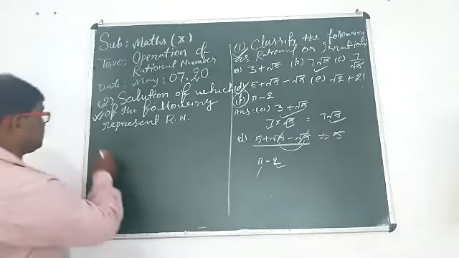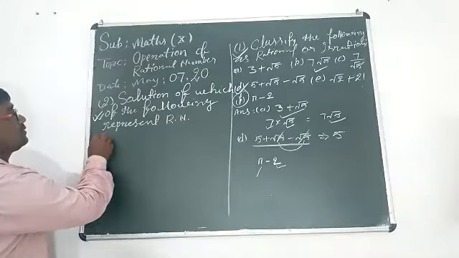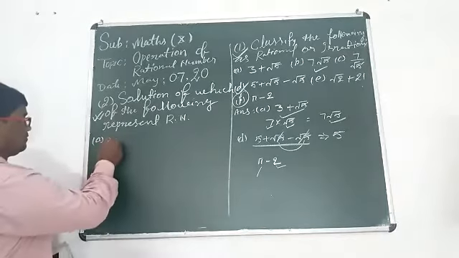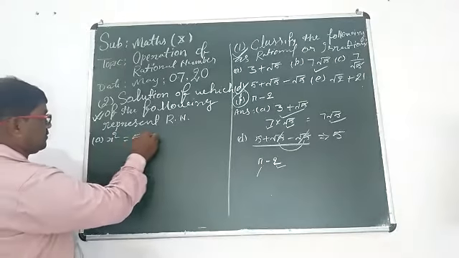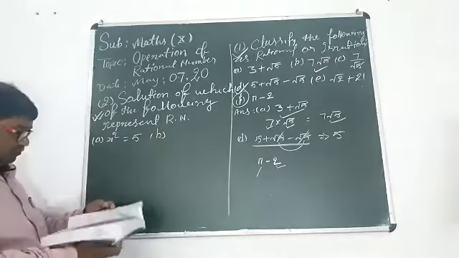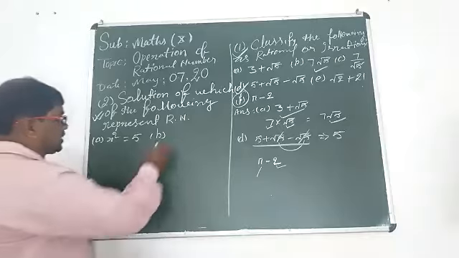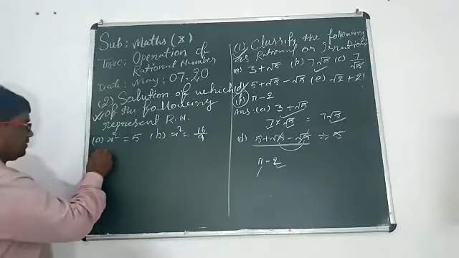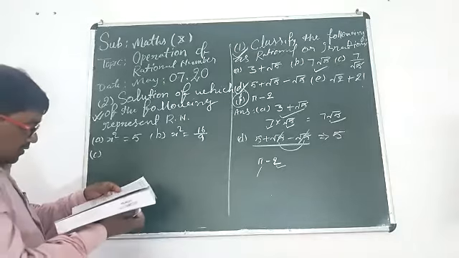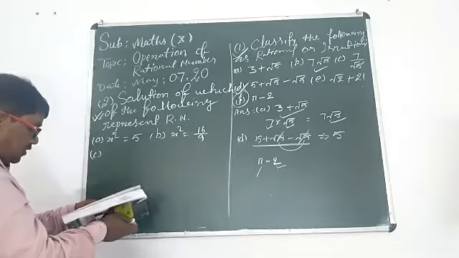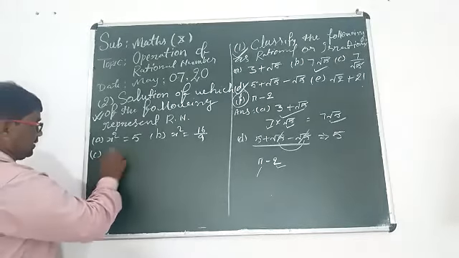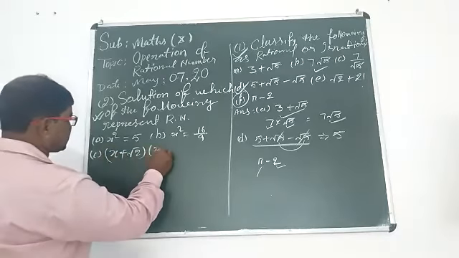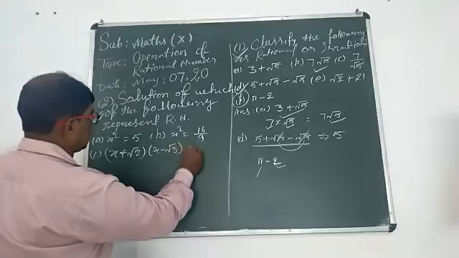I am giving you some sums. Number A: x square equal to 5. Number B: x square equal to 16 upon 9. C: x plus under root 2 into x minus under root 3 equal to 0.